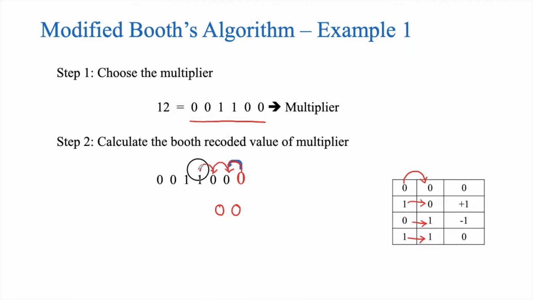When there is a transition from 0 to 1, what is the recoded value? Transition from 0 to 1 means it is minus 1. Therefore, it will be minus 1. When there is a transition from 1 to 1, it is 0. And from 1 to 0, it is plus 1. From 0 to 0, it is 0. So, right now, we have calculated the Booth recoded value of the multiplier.